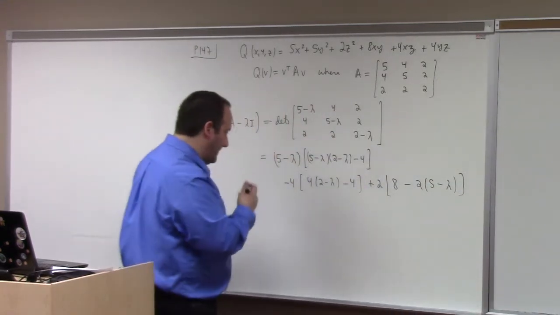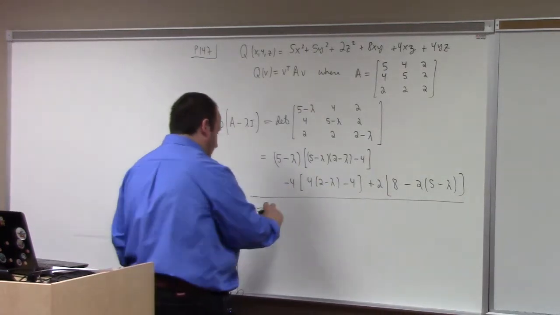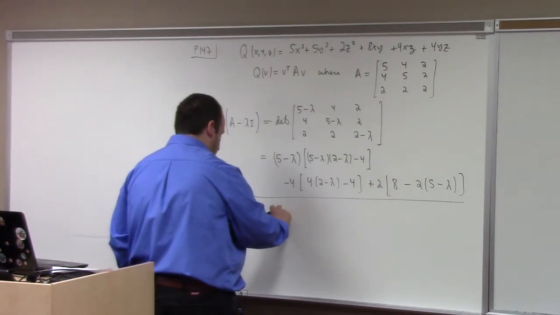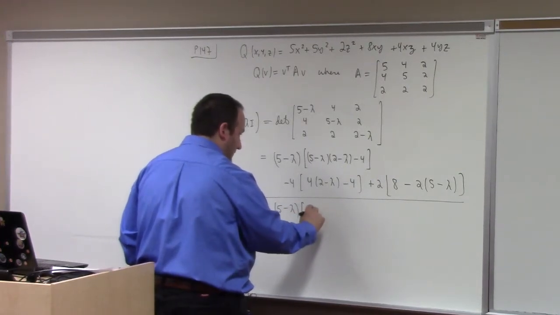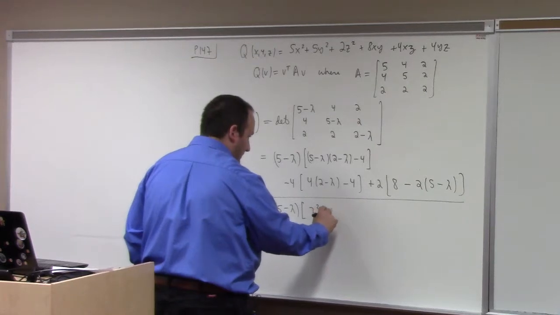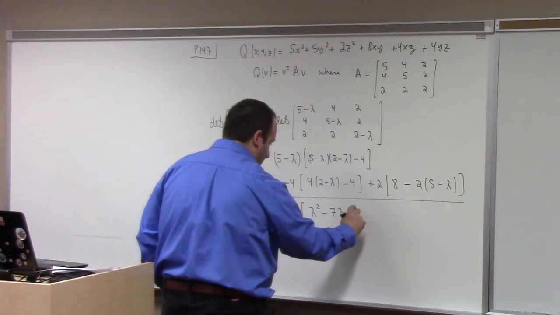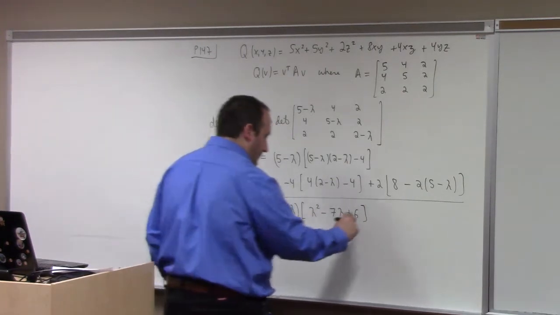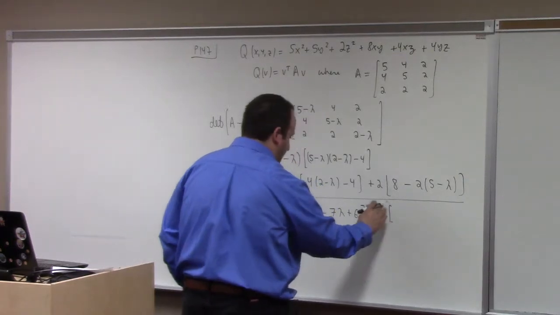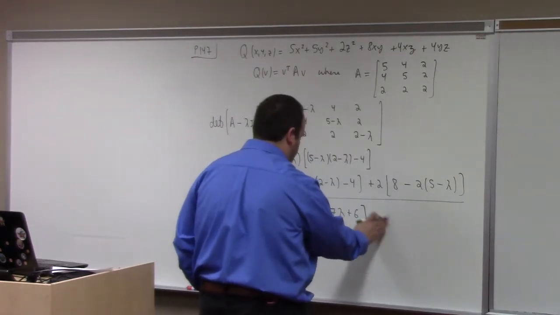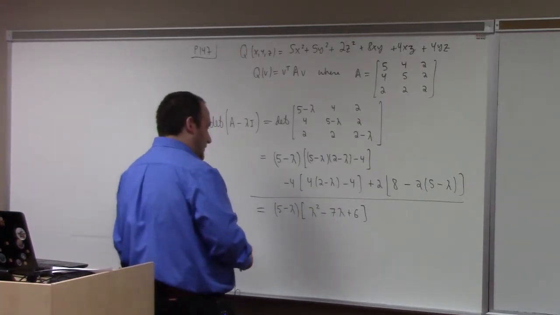All right. Which is (5 minus lambda) times (lambda squared minus 7 lambda plus 6), plus 2, plus 4, or, screws. All right, let me just multiply that thing out. That's going to give me, famous last words here.